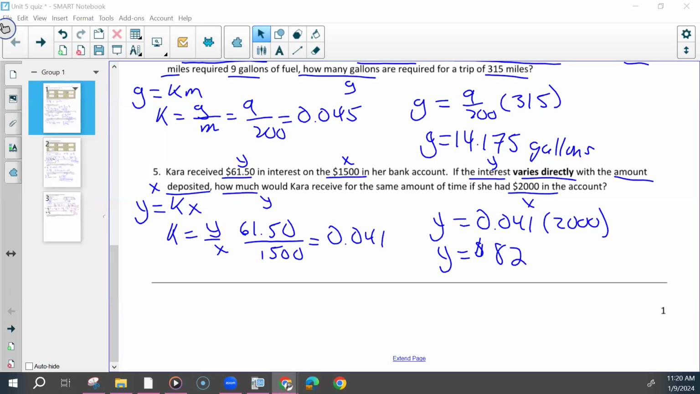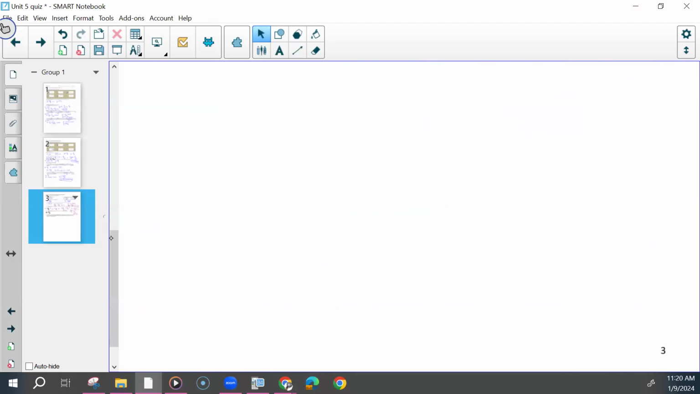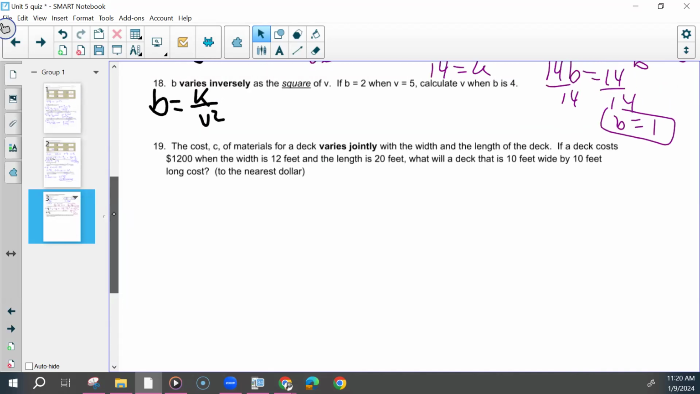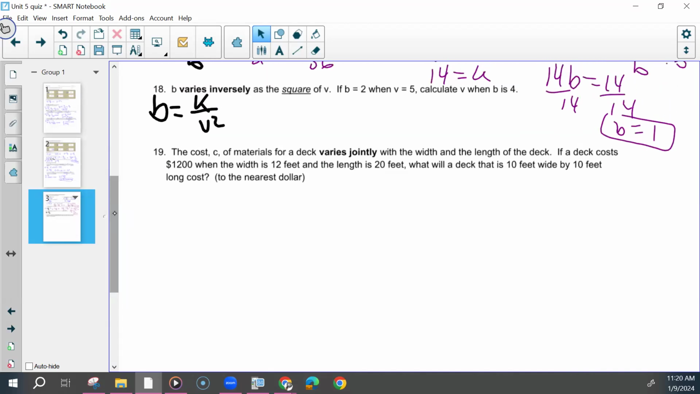Last minute questions before your test. I went back because I realized I wasn't going to take Friday, just in case you go back. For number 18.